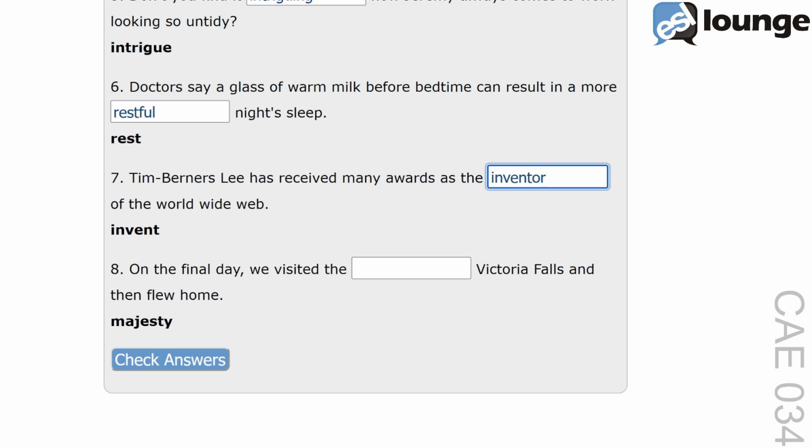Inventor is a noun that refers to a person who creates something for the first time. This person usually brings about something innovative or novel. For example, Thomas Edison was a famous inventor.